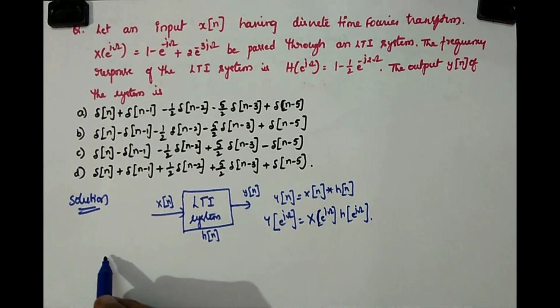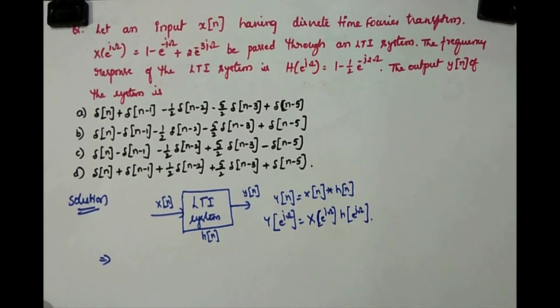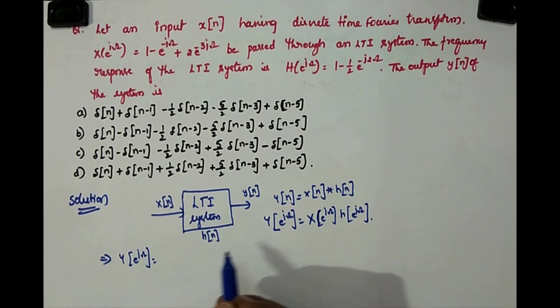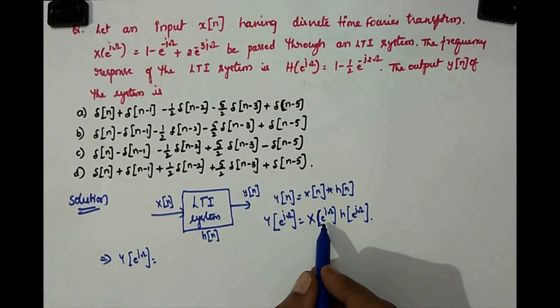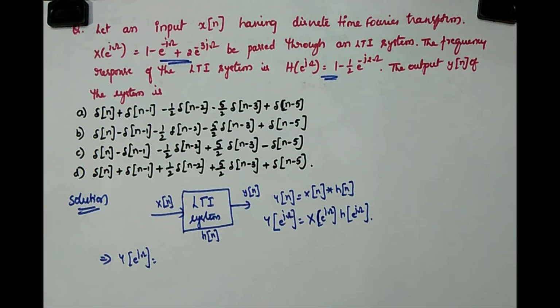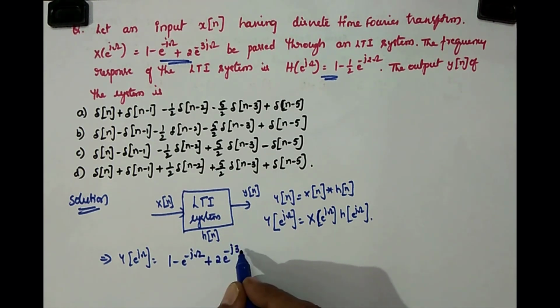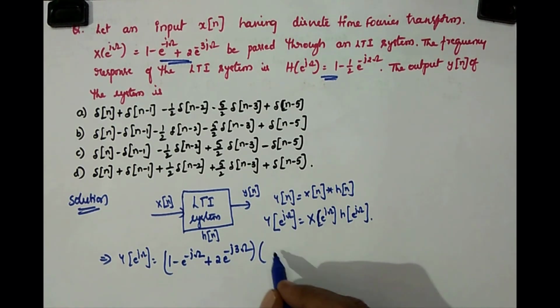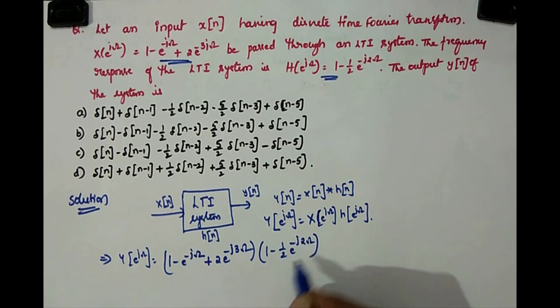Then what does it imply? It implies Y(e^{jω}) is just the product of X(e^{jω}) and H(e^{jω}), both of which are given: (1 − e^{−jω} + 2e^{−j3ω}) times (1 − (1/2)e^{−j2ω}).